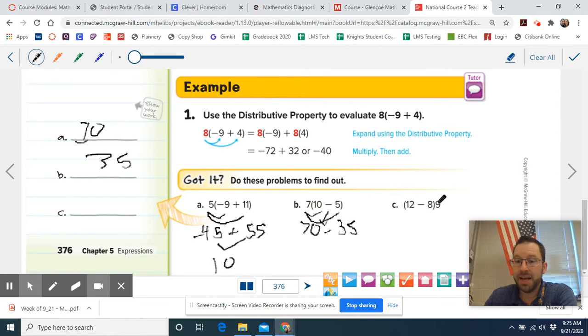Now, if the number's at the end, same deal. You just kind of go backwards. 9 times 12 is 108. You can't do that in your head. Just set up your old school multiplication over here.